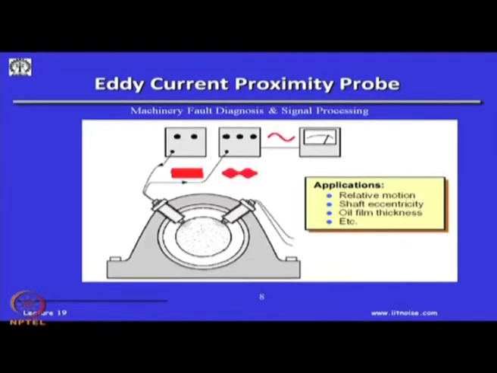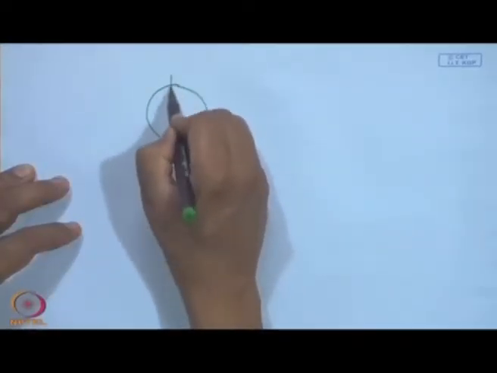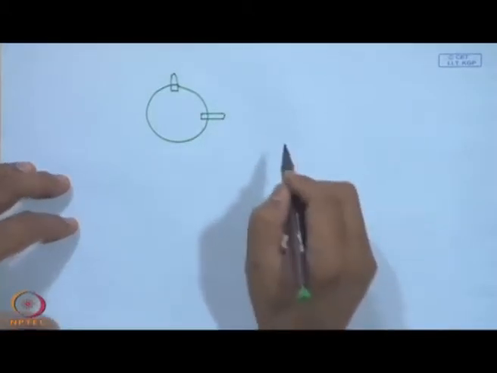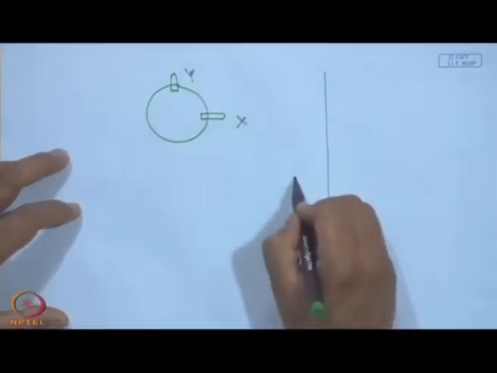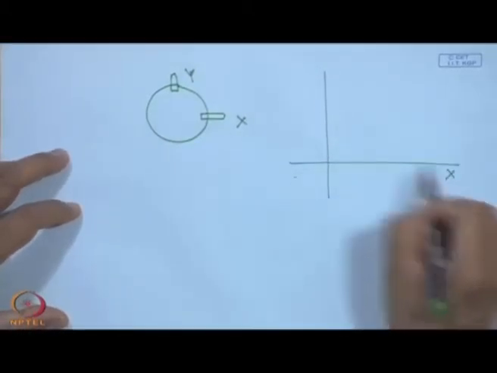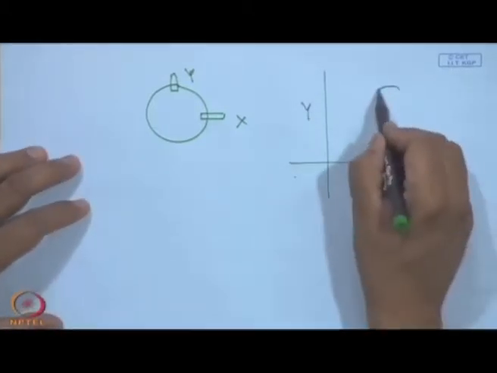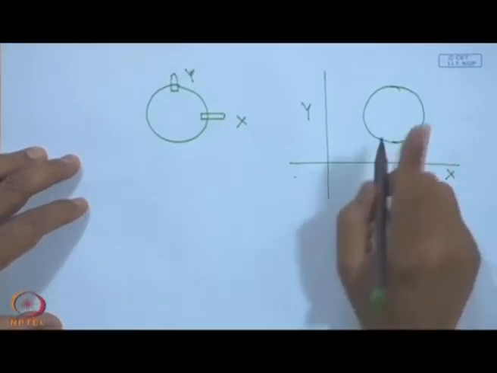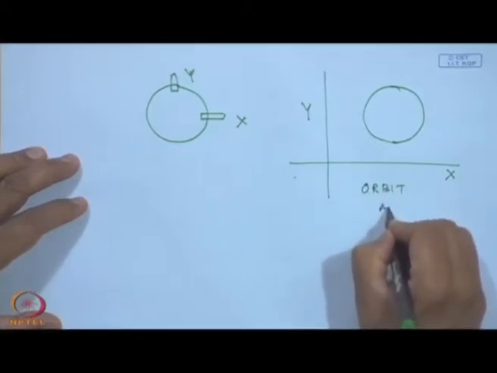In fact, many of the steam turbines come pre-installed with 2 or 3 eddy current probes, and if this is your x and this is your y, if you plot them x and y, and if they are identical and of the same frequencies, you will get a perfect circle, and these are good for what is known as orbit analysis.